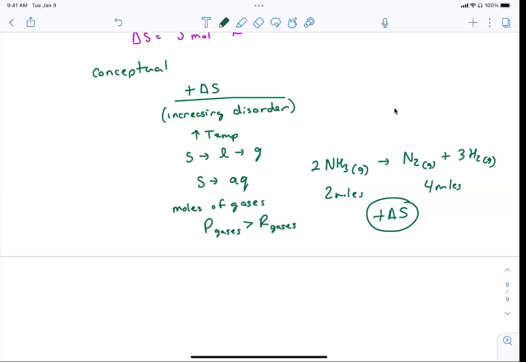The gas mole thing is big. I would say that's the biggest one that they talk about. They give you a reaction and say, what's the sign of delta S? You just look at only gas moles. So make sure you underline that. And when you explain your reasoning, it's only the gas moles that matter. Not solid, not liquid. It's just gas moles contribute to disorder the most, I should say.